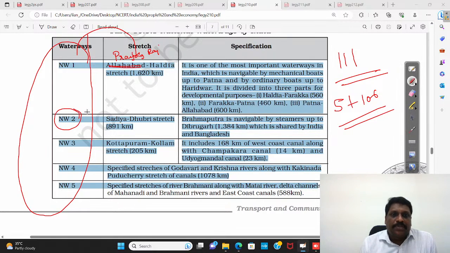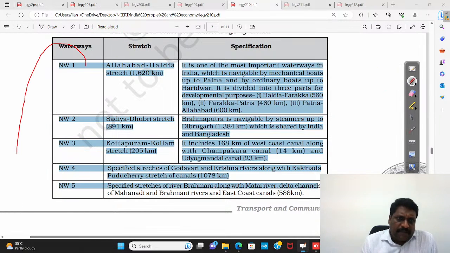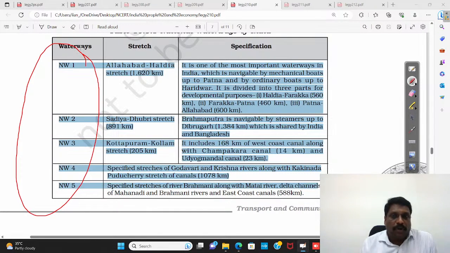National Waterway number 2 is Sadiya to Dhubri on the Brahmaputra. Number 3 is the West Coast Canal, which connects Kollam to Kottapuram. Number 4 is the East Coast Canal, which connects Kakinada to Puducherry, otherwise also called the Buckingham Canal. And National Waterway 5 is again a man-made canal, which connects the Gangetic Delta with the Mahanadi Delta. If I can remember waterways 1, 2, 3, 4, and 5, I can remember 111 very easily.